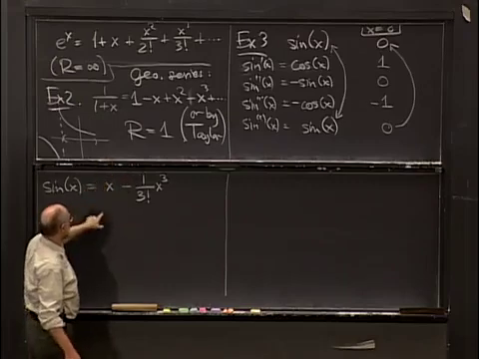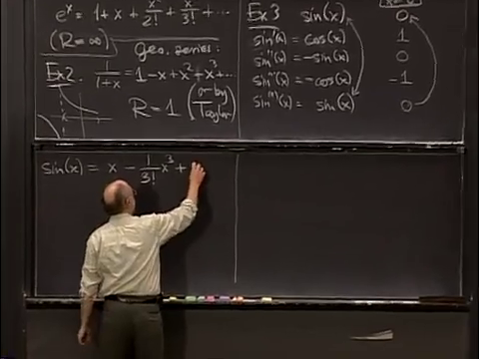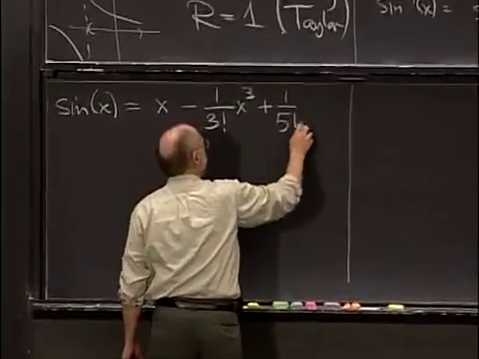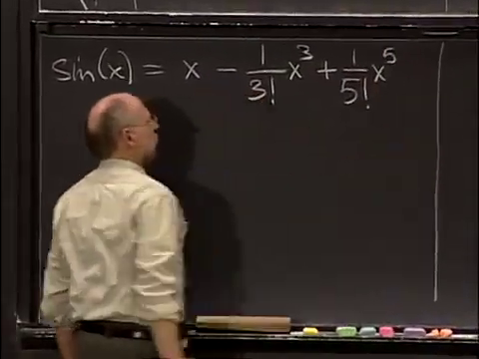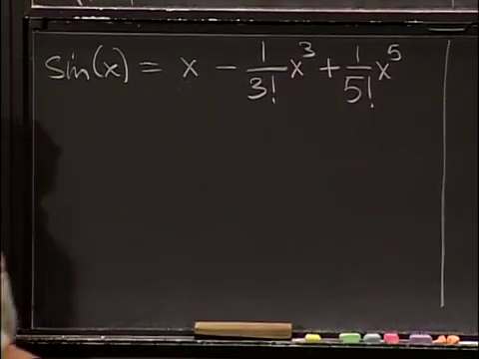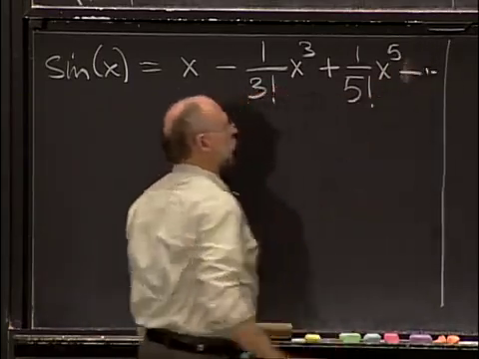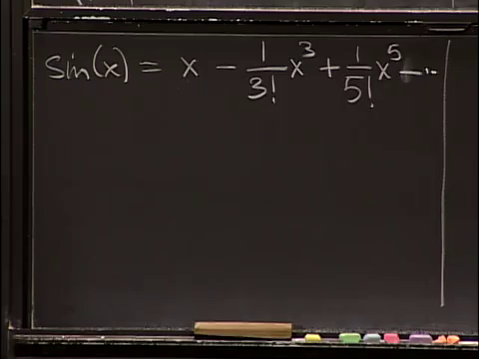We've gone through the pattern. We're back at plus 1 as the value of the iterated derivative. So now I get 1 over 5 factorial times x to the fifth. And now you tell me, have we done enough terms to see what the pattern is? I guess the next term will be a minus 1 over 7 factorial, x to the 7th, and so on.